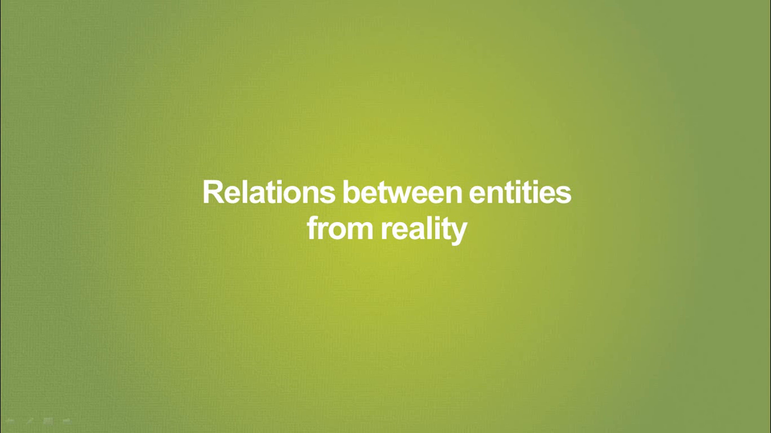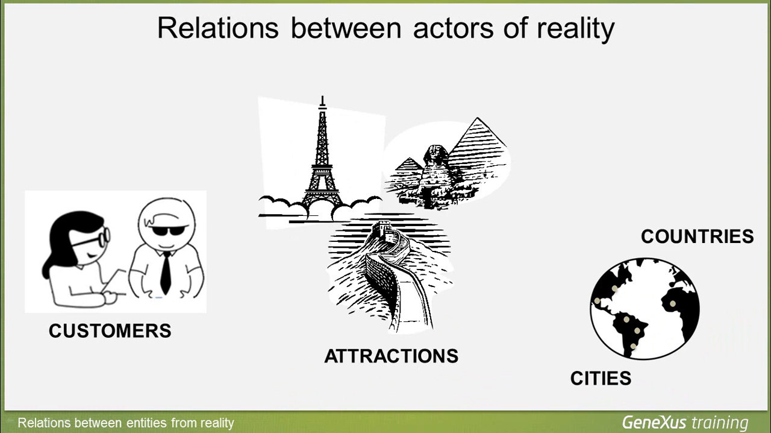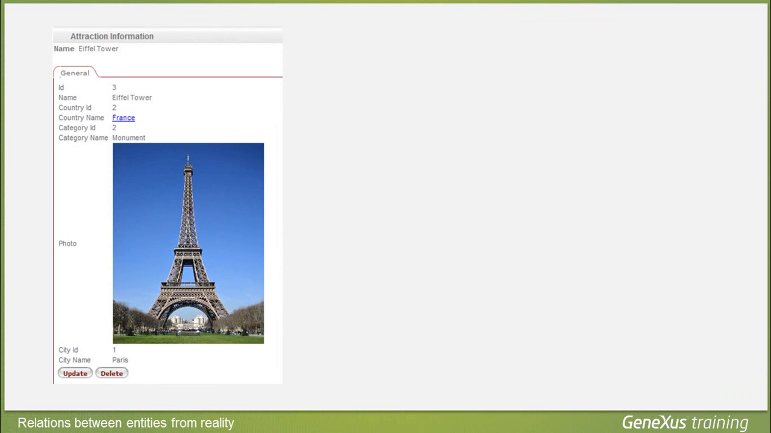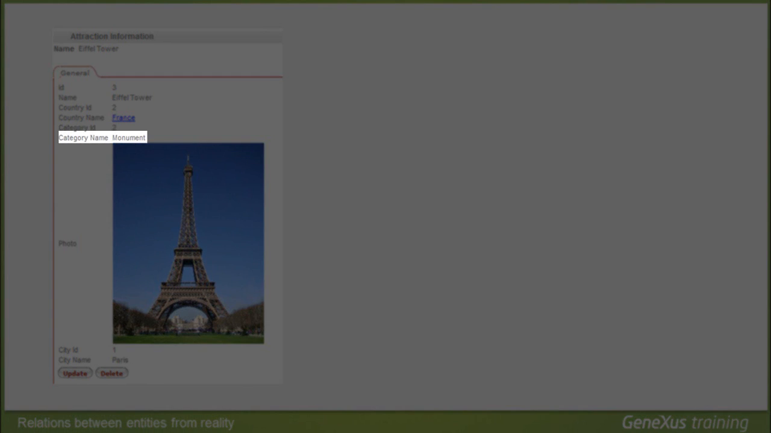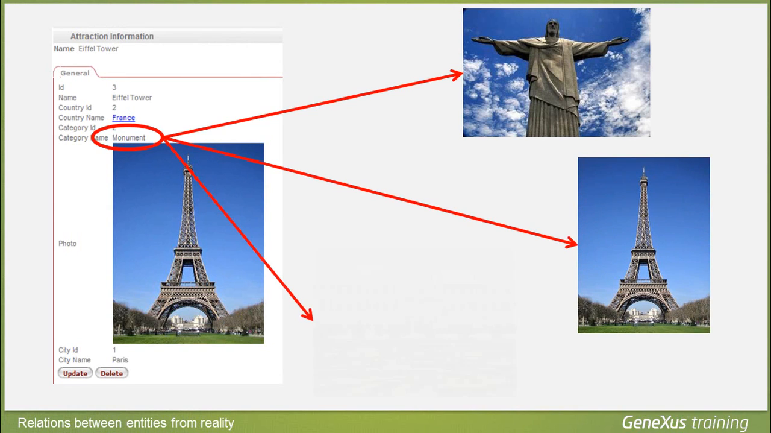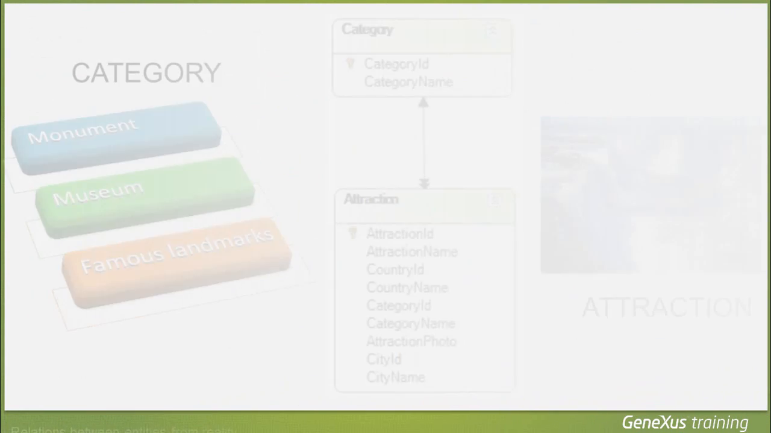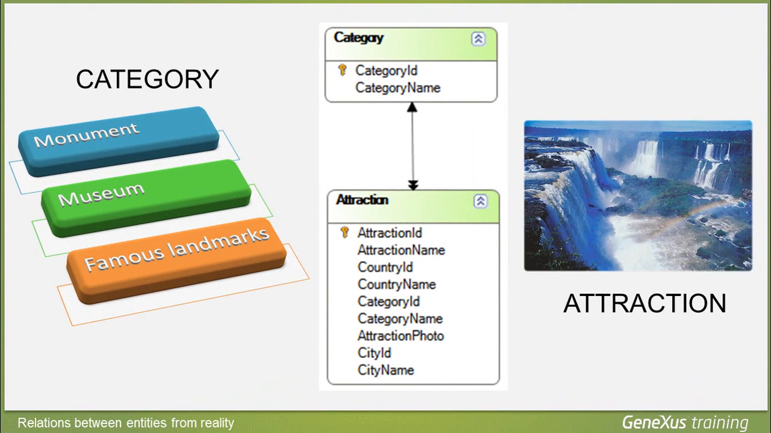In several examples at our travel agency, we found that actors from reality relate to one another in different ways. An example is an attraction that belongs to a category, which in turn may be the category of many attractions. We saw that we can represent these relations, as we design transactions, by including a transaction's attributes in another transaction.